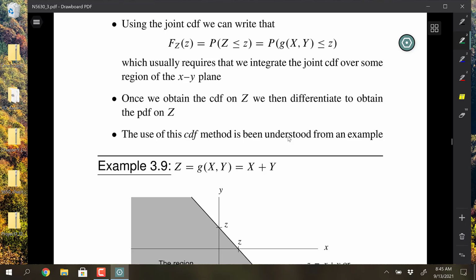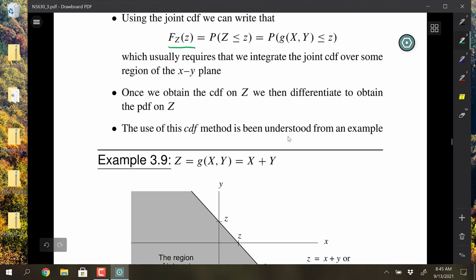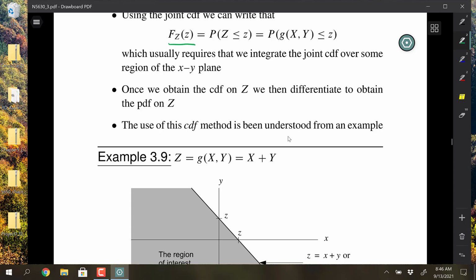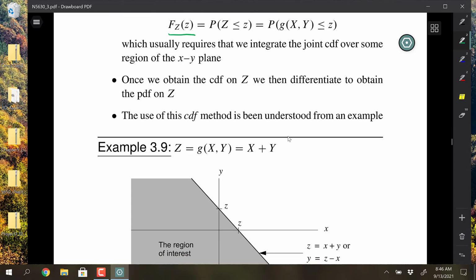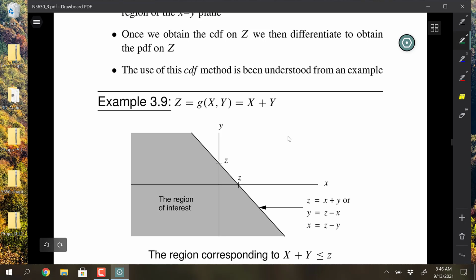And that's going to be the probability that the function g of x and y is less than or equal to little z, and little z are the values that the random variable can take on. So we integrate over some region in the xy plane that's going to correspond to being less than or equal to z. And then when you get that CDF, then you differentiate it to get to the PDF.